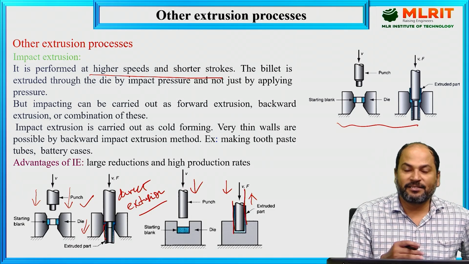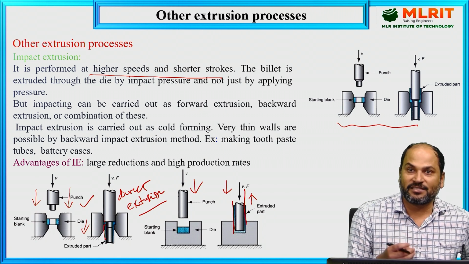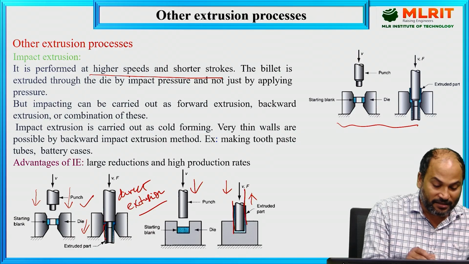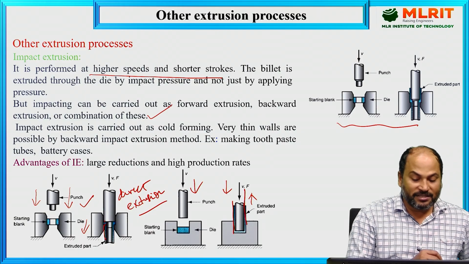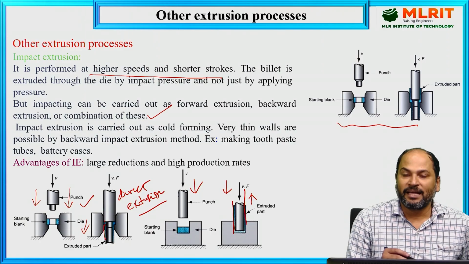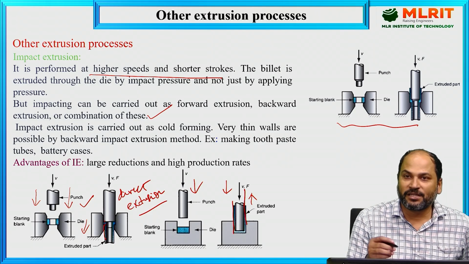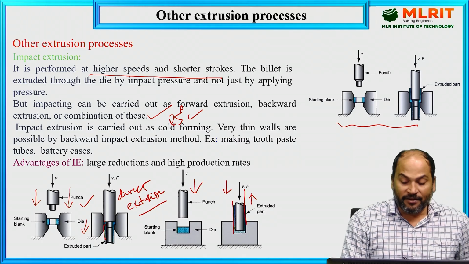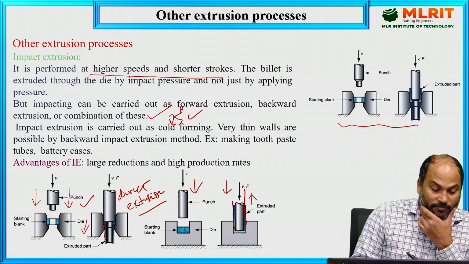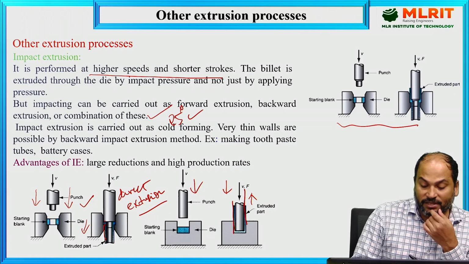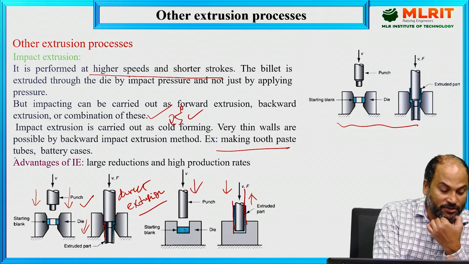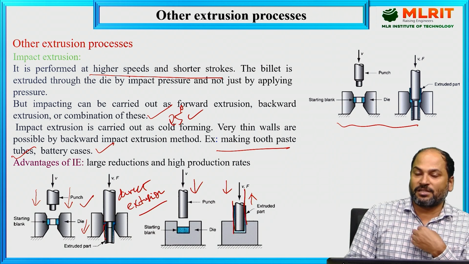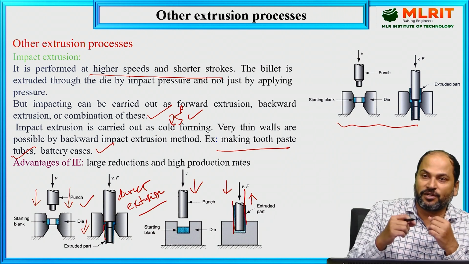This impact extrusion may be direct extrusion, it may be indirect extrusion, or a combination of these two. Impact extrusion is carried out as a cold forming process, meaning the material is deformed at room temperature, approximately 25 degrees centigrade. Very thin walls are possible by the backward impact extrusion method. For example, making of toothpaste tubes. It's possible to produce a very thin wall of the extruded product by this process, just like a toothpaste tube.